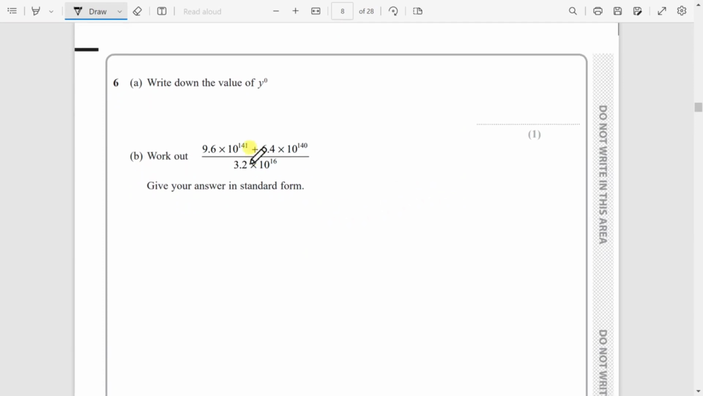Now, 6. Write down the value of y to the nothing. Anything to the power 0 is 1. We just have to remember that, yeah? Wow. Okay, here comes a big one.